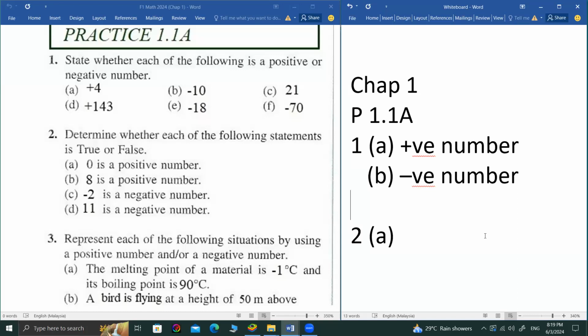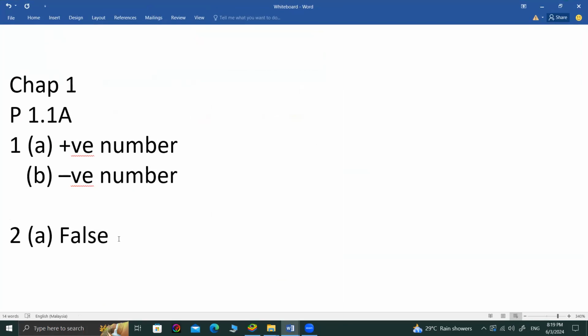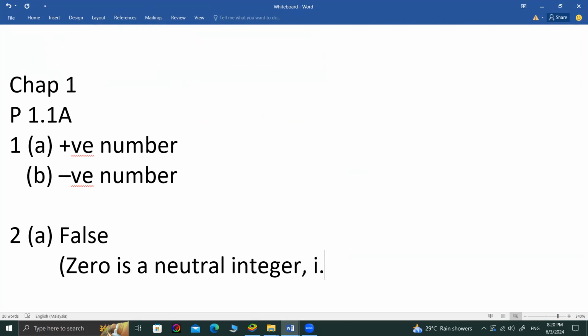So 2A, you tell false. You can write F or false. Here I give you some explanation. The question didn't ask, but I give you, so you write down the explanation, okay? Neutral integer. What do you mean by integer? Later, I'll explain again the meaning of integer.